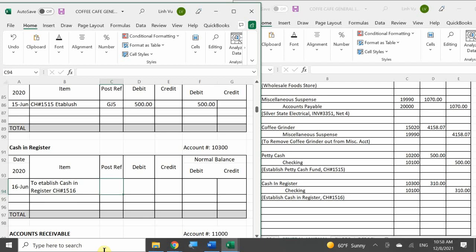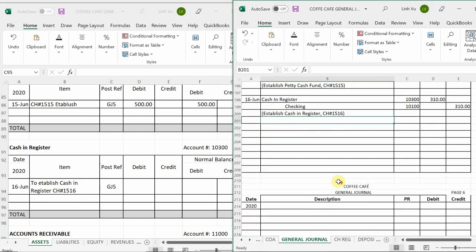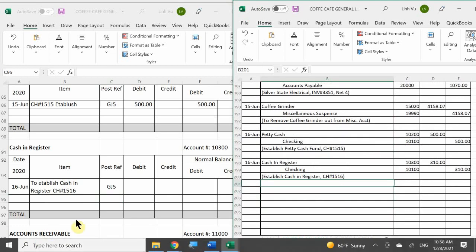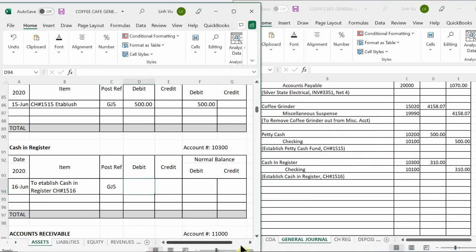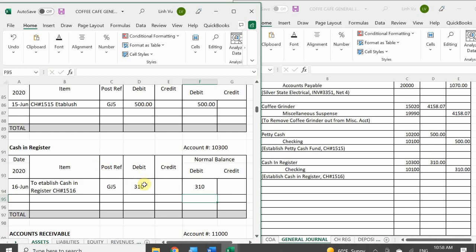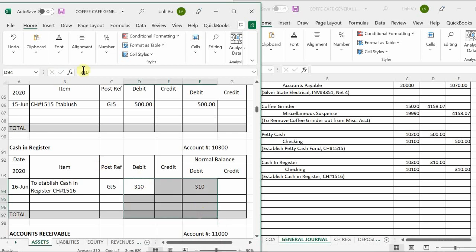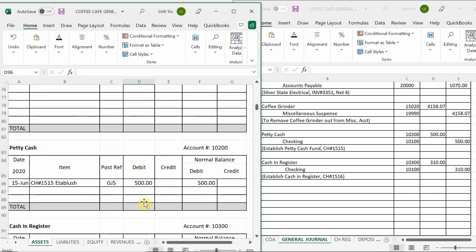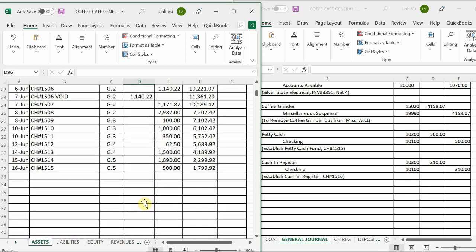Right, post reference: general journal 5. Yep, we're still on 5. Let's see how many more we have left before we end page 5. Okay, we're almost done. We're going to debit $310, to give us an account balance of $310. What's next? And you will go to checking and credit 310.